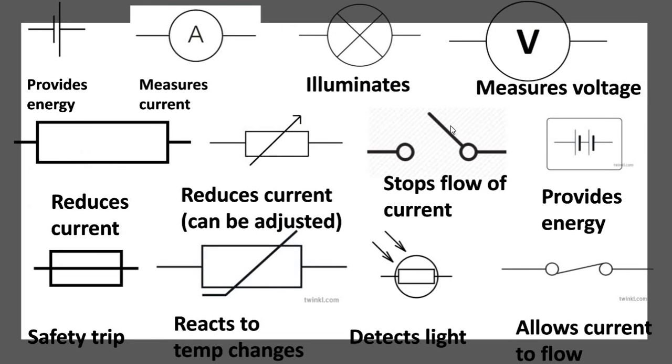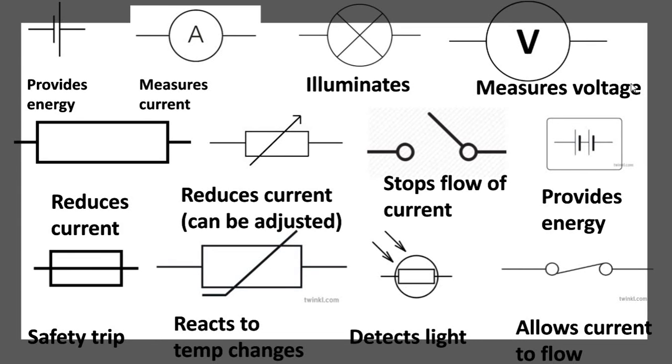Okay, so here's some thoughts as to very simply what some of those components do. We've got things that measure current and voltage. We've got things that can reduce the amount of current or stop it altogether. We've got things that detect light. Things that react to changes, for example to temperature. And then we've got the things that actually provide the energy in the circuit.